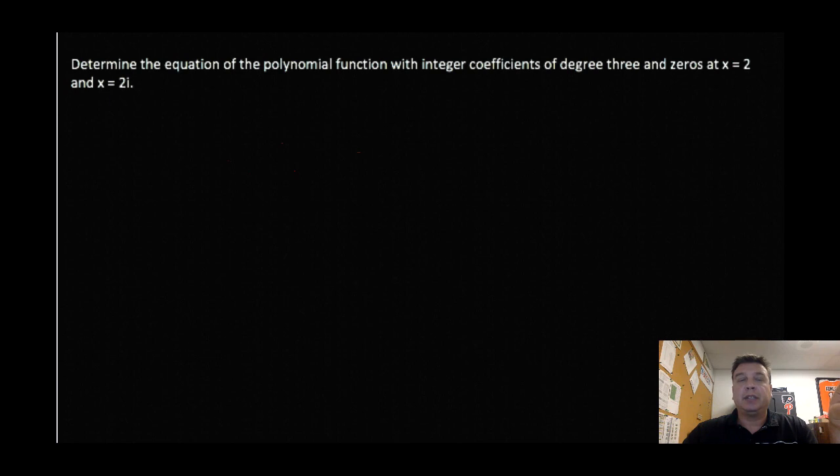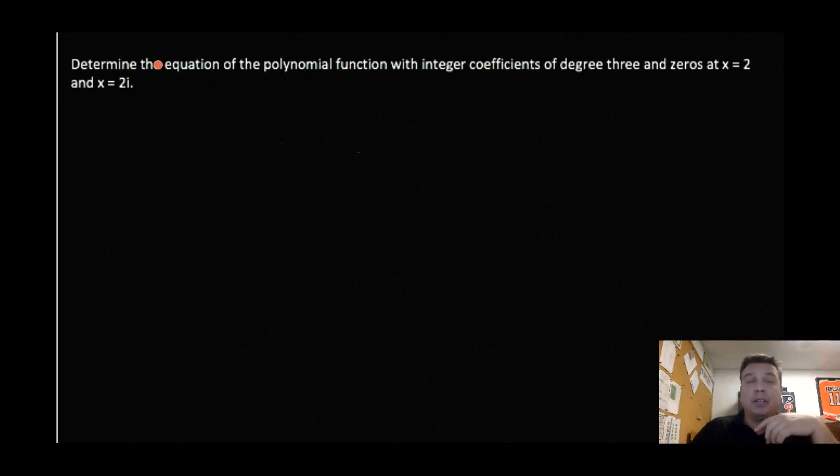First example, determine the equation of the polynomial function with integer coefficients of degree 3 and zeros at x equaling 2 and x equaling 2i. So if I look at the equation here, they're only giving me one here and one here. So I have to know that when I see x equals 2i, that in order to have integer coefficients, I need to have two zeros that are complex.